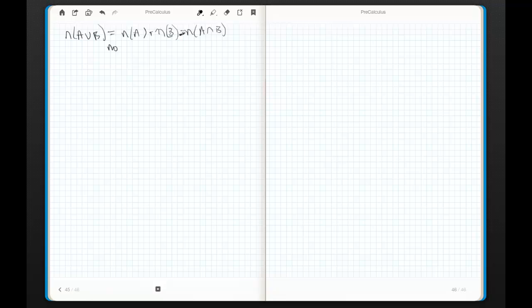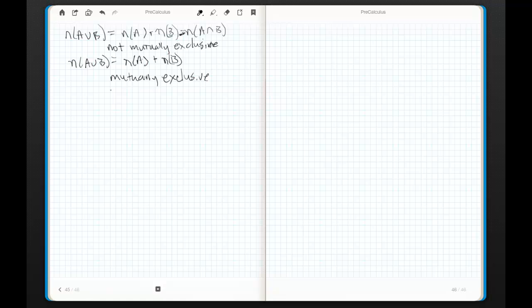This is for not mutually exclusive events. In other words, two things that can happen simultaneously. If the number of A union B simply equals the number of elements in A plus the number of elements in B, then the events have to be mutually exclusive. And an event is just a thing that's happening.